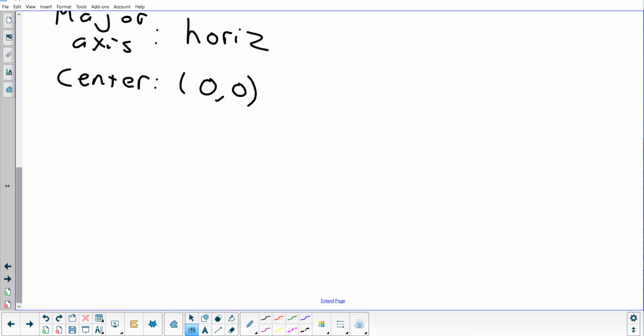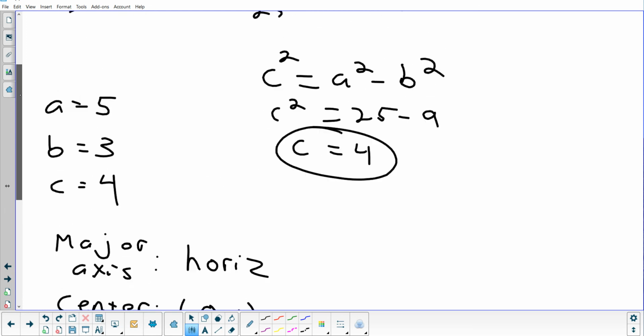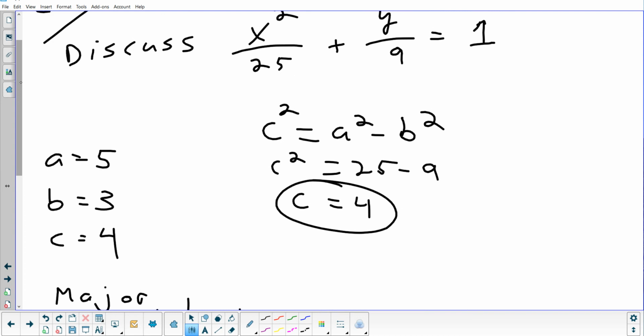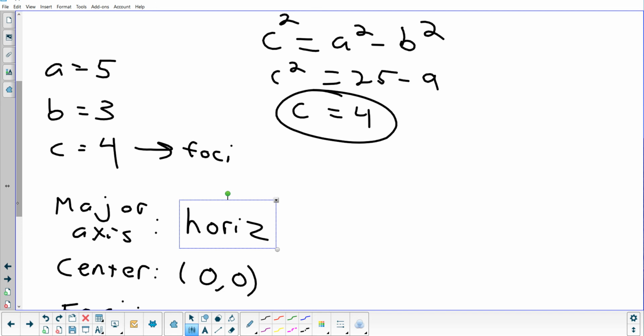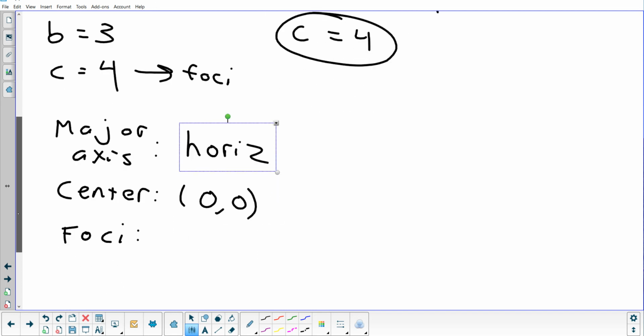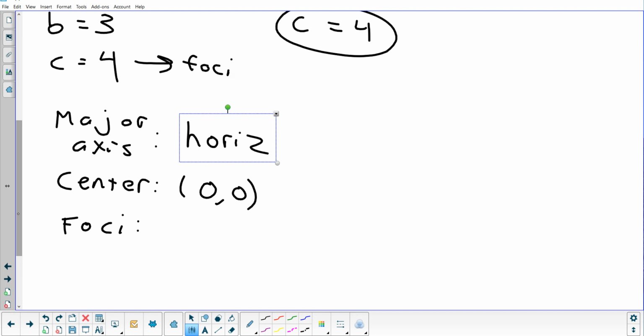Let's see. Foci. How many units away from the center are the foci? 4. C is the distance from the center to the foci. So this tells you the foci, and they're horizontally 4 units away. So what would be 4 units away from the origin in a horizontal direction, left and right? What would be my coordinate? Negative 4, 0, and 4, 0. If you can use the plus minus, that's fine. When you're at the origin, you can because it's symmetrical.